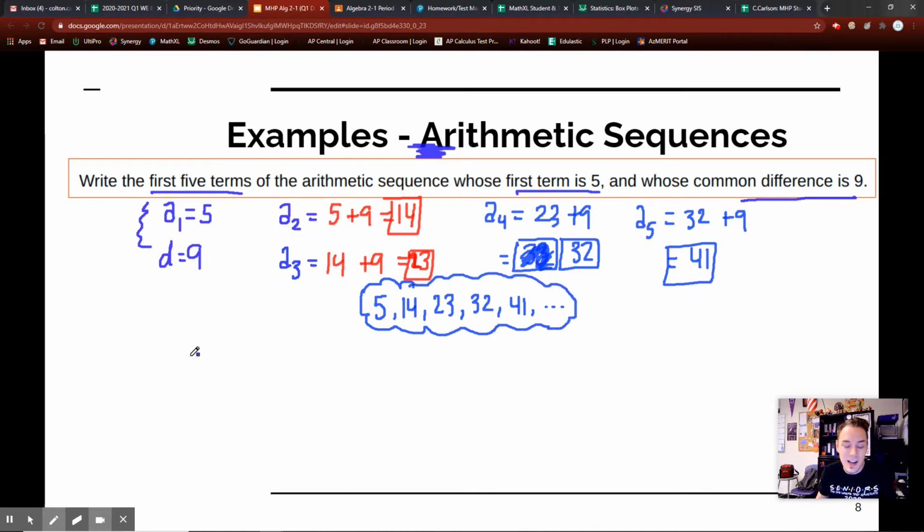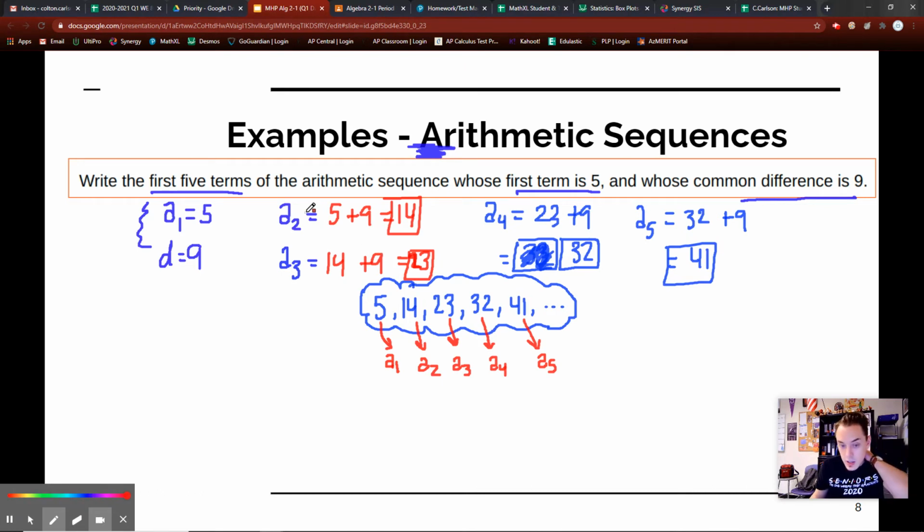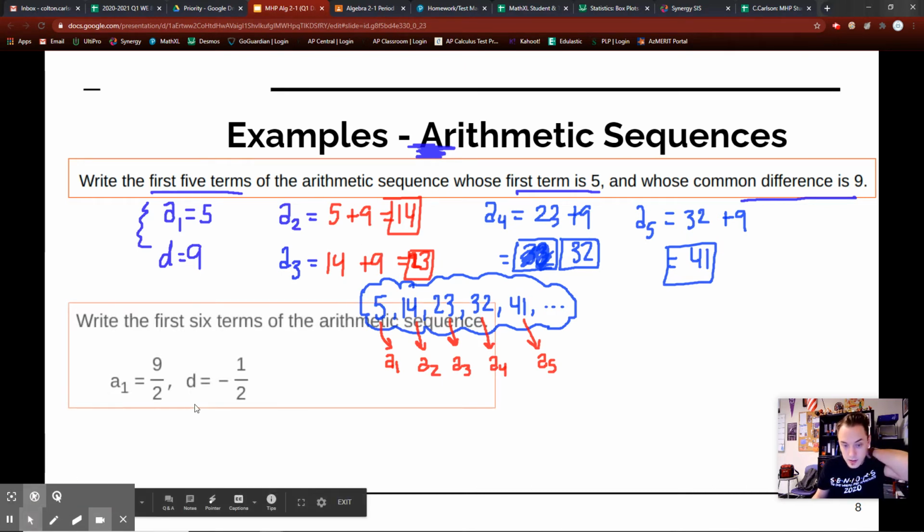Now, if you're saying you don't get the a sub 1s and the a sub 2s, that 5 is a sub 1. This one is a sub 2. This 23 is a sub 3. This right here is a sub 4. And this is a sub 5. So when I say a sub 1, I'm saying this 5 is the very first number of this arithmetic sequence. Now, let's go to the next one. I want to erase this here, of course.